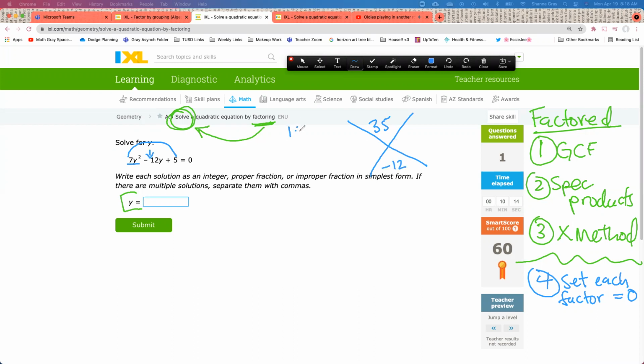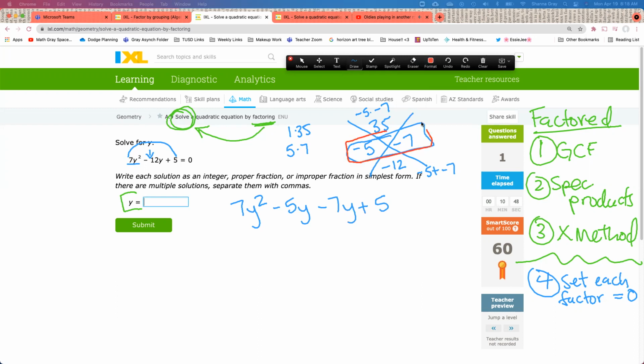If I think about the factors of 35, there's not very many, right? 3 doesn't work, 4 doesn't work, but 5 and 7 work, and that's about it. And then 5 and 7 are the ones that are going to give me the right combination. If I do negative 5 times negative 7, I get positive 35. And if I do negative 5 plus negative 7, I get negative 12. So these are my two numbers that I'm going to rewrite. So I'm going to come down here and say 7y squared minus 5y minus 7y plus 5.